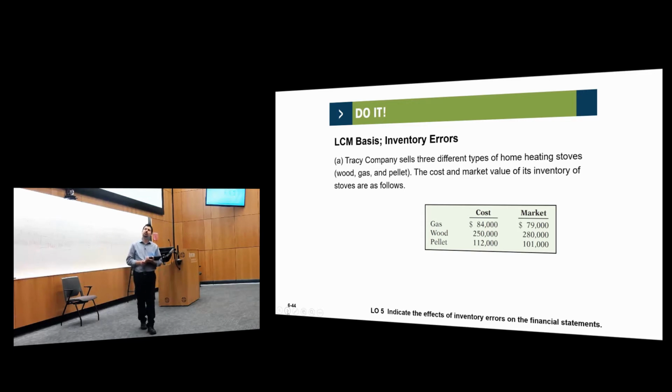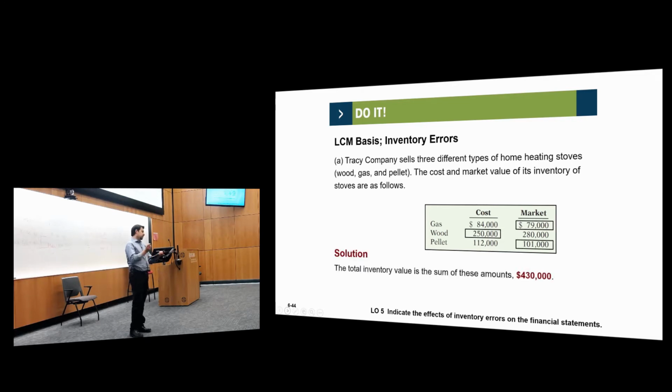So in this case, for example, for gas, which one will it be? Cost or market? Market. Wood. Pellets. Market. And the total would be the sum of those three amounts. And like we mentioned, LCM can also be applied to the total. Instead of just line item or category, you can also apply it to the total inventory.